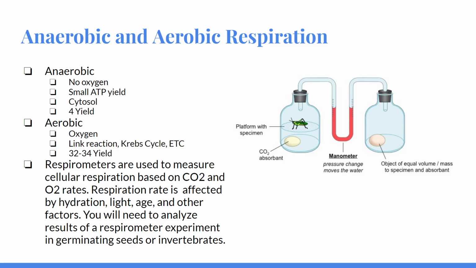So one application of this is that the IB wants you to know how respirometers are used to measure cellular respiration based on the amount of CO2 or O2 in the atmosphere of this little apparatus. It's affected by different hydration, light, age, and other factors. So you need to be able to analyze the results of a respirometer experiment in germinating seeds or invertebrates. So if they give you the data, you'll have to be able to analyze that. I haven't really seen anything like that on past papers, but it's in the syllabus, so you are required to know it.